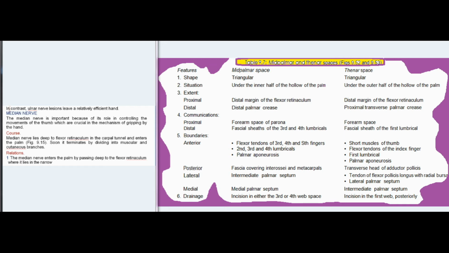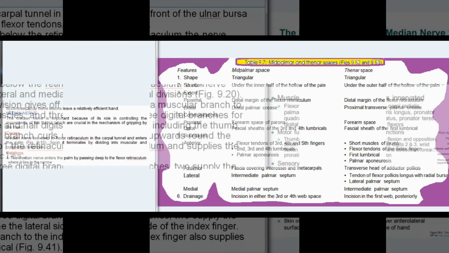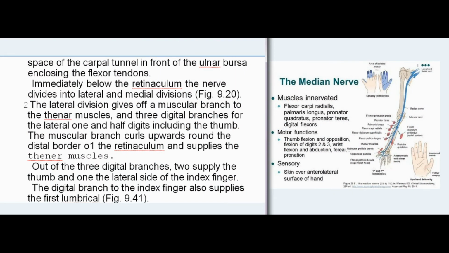Course. The median nerve lies deep to the flexor retinaculum in the carpal tunnel and enters the palm, Fig 9.15. Soon it terminates by dividing into muscular and cutaneous branches. Relations. 1. The median nerve enters the palm by passing deep to the flexor retinaculum, where it lies in the narrow space of the carpal tunnel in front of the ulnar bursa enclosing the flexor tendons. Immediately below the retinaculum the nerve divides into lateral and medial divisions, Fig 9.20.